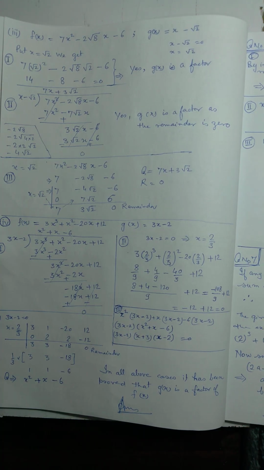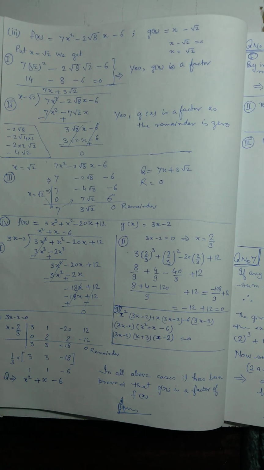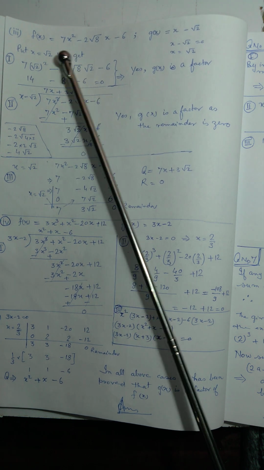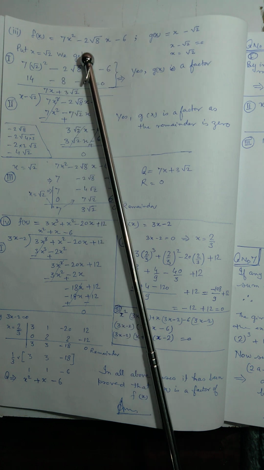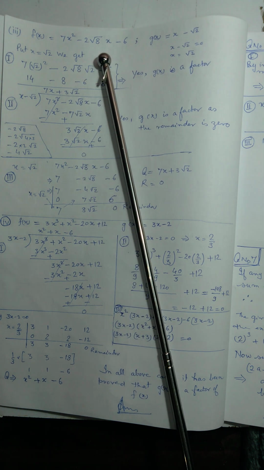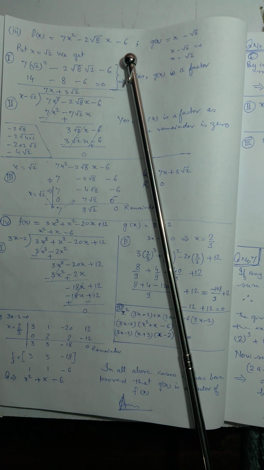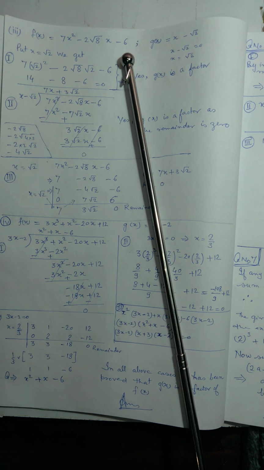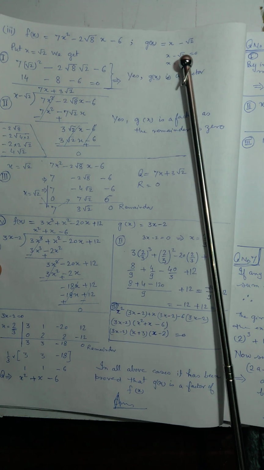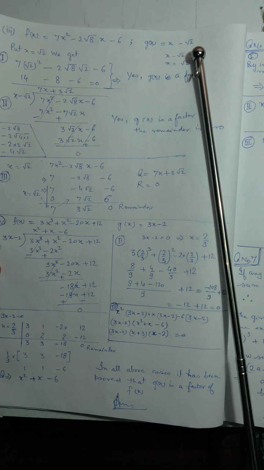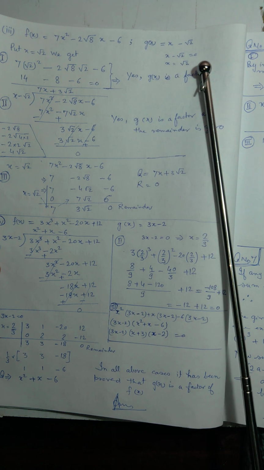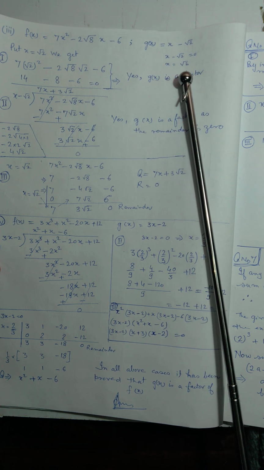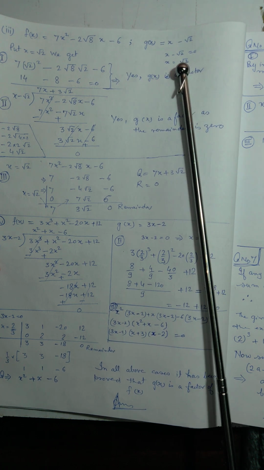Now, third part of question number 5, you see the f(x) is given here. f(x) is equal to 7x square minus 2 root 8 x minus 6. And g(x) is given, that is x minus root 2. So x minus root 2 will be equal to 0. So put x is equal to root 2. This is one of the methods.